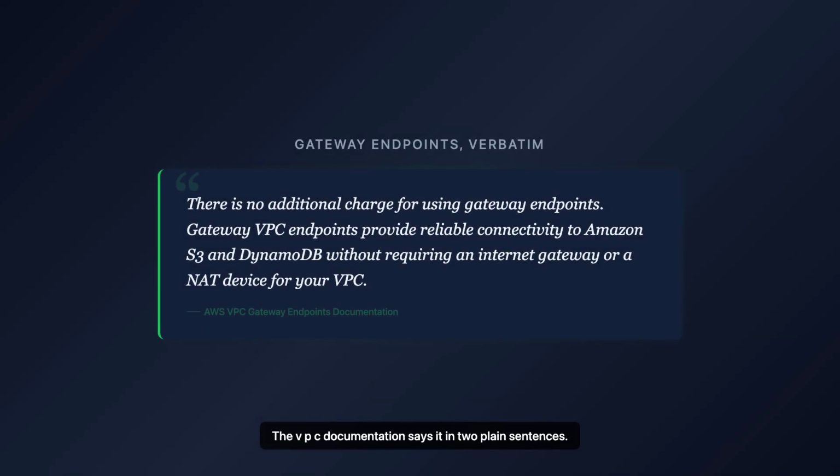The VPC documentation says it in 2 plain sentences. There is no additional charge for using gateway endpoints. And Gateway VPC endpoints provide reliable connectivity to Amazon S3 and DynamoDB without requiring an internet gateway or a NAT device. Free, and it removes the NAT device from the path. That's why engineers call this the easiest money they ever saved on Amazon Web Services.